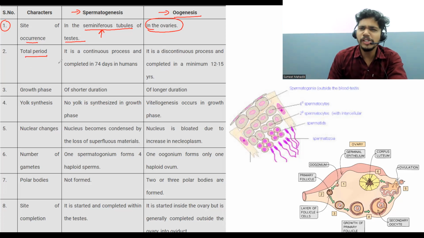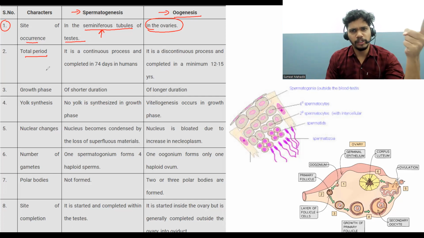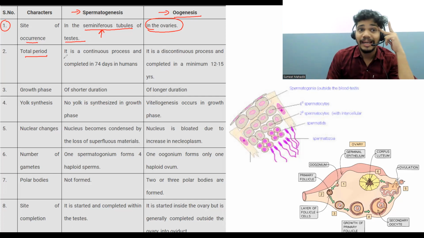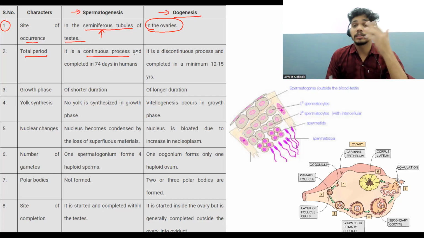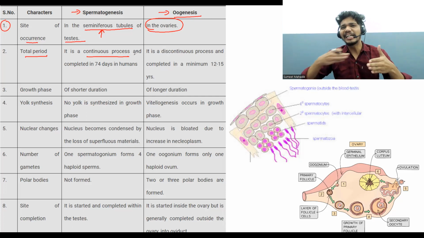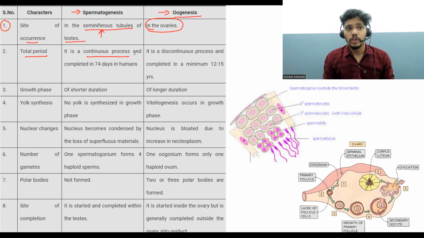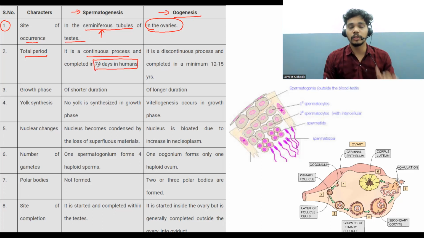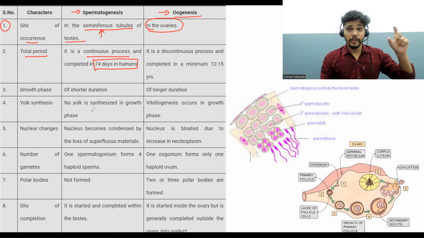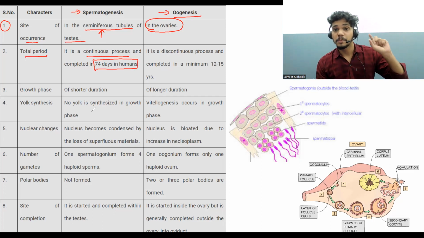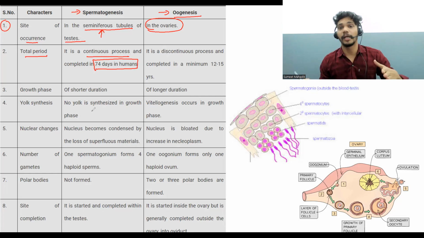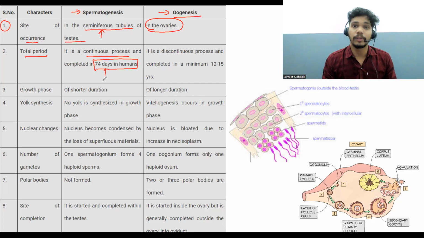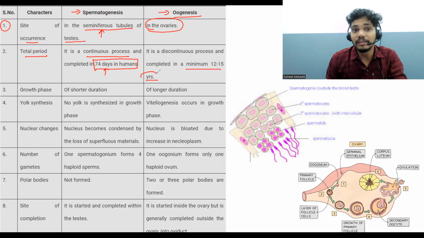Now, total period: how much time does spermatogenesis and oogenesis take? It is a continuous process. The sperm production in the male is continuous and never stopped. It is completed within 74 days in humans. From the spermatogonia, forming spermatids and undergoing maturation takes around 74 days, whereas oogenesis is completed in a minimum of 12 to 15 years.